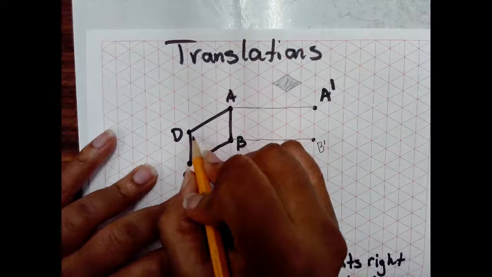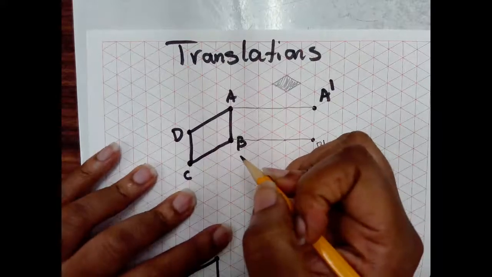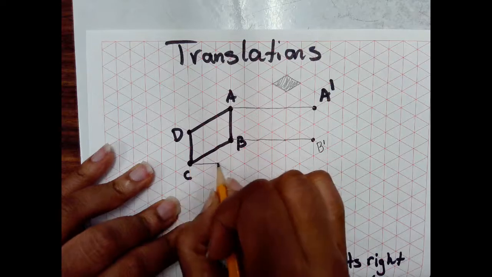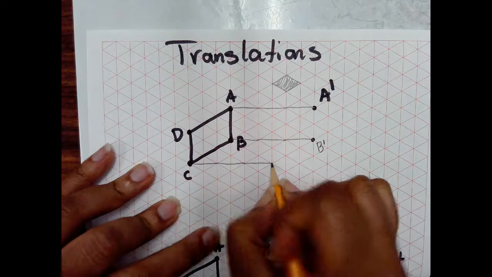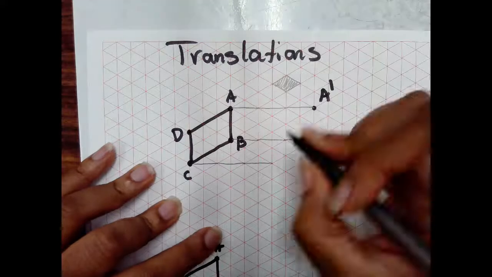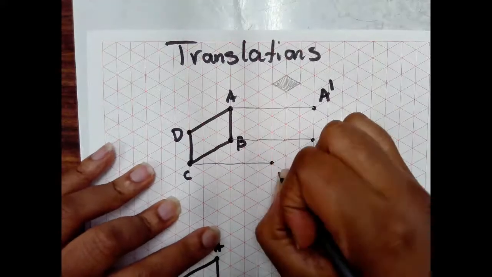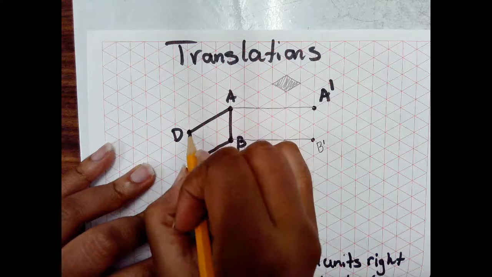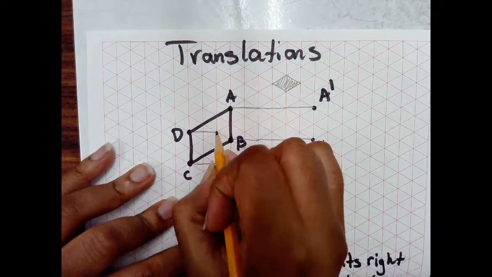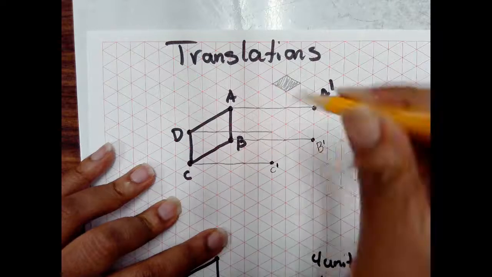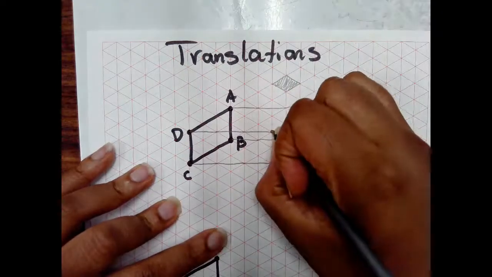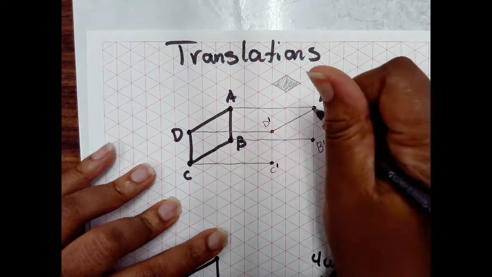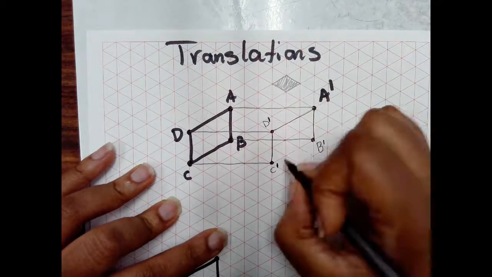C, I'm going to do the same thing. C, 1 diagonal, 2 diagonal, 3 diagonal. C prime. And now D. 1 diagonal, 2 diagonal, 3 diagonal. D prime. And so here is my translated shape.